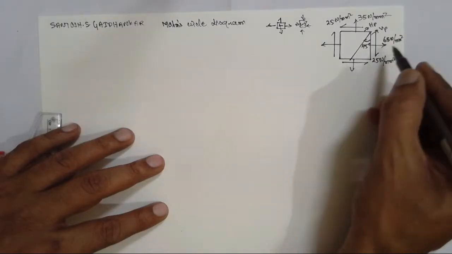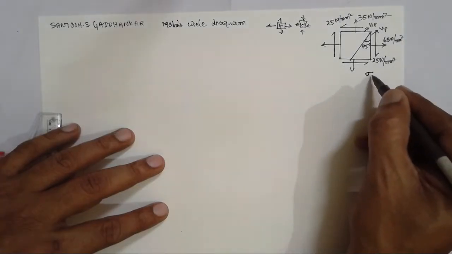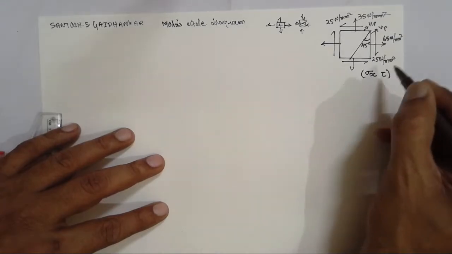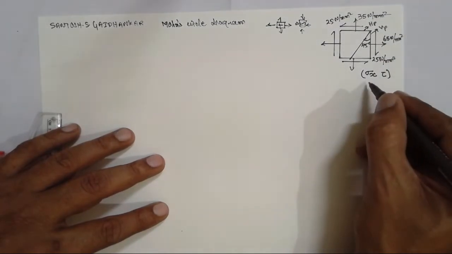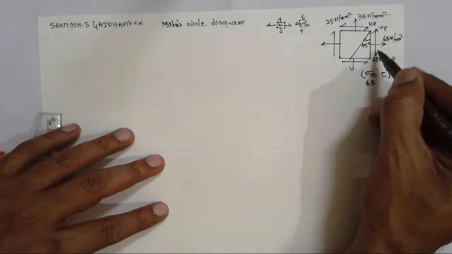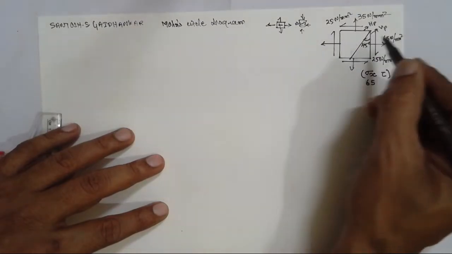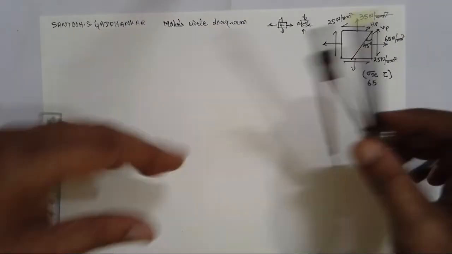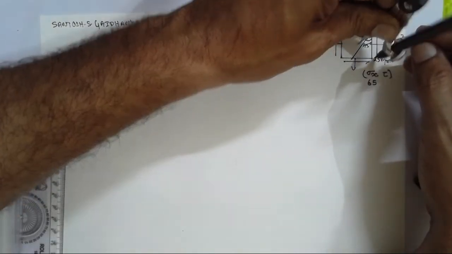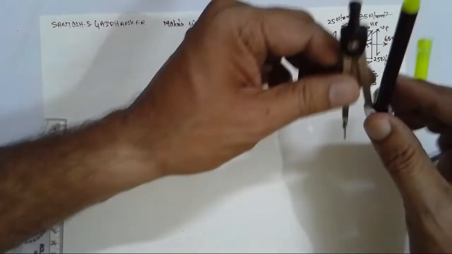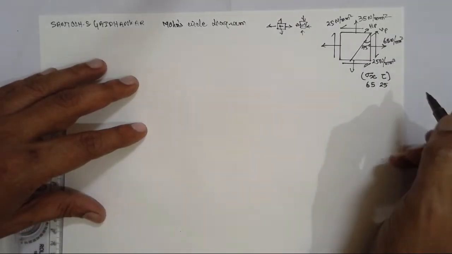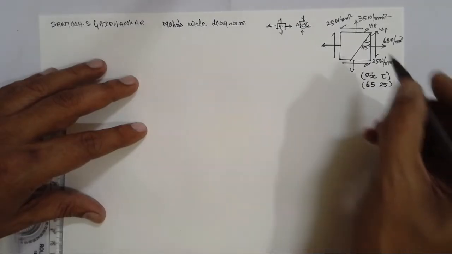I will consider the arrow in this direction as sigma x and tau. Now, sigma x is in tension, therefore I will write it as positive 65. And the shear stress, which direction is it acting? It is acting clockwise. To check, hold the arrow at the center and place it over the tip. The arrow indicates the direction, which is clockwise, which is positive. Positive.